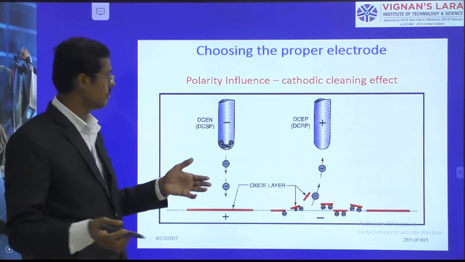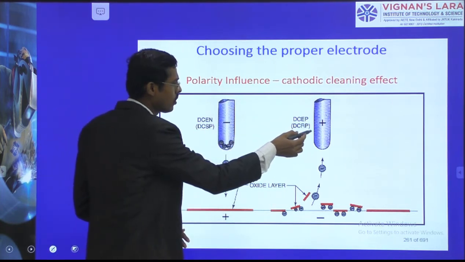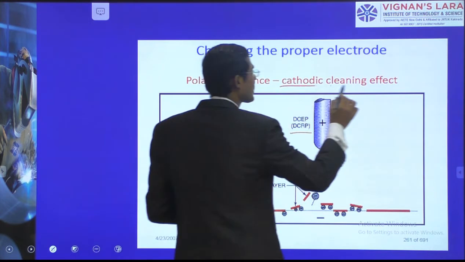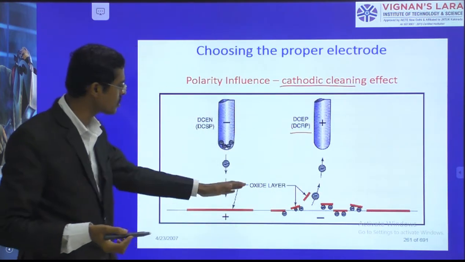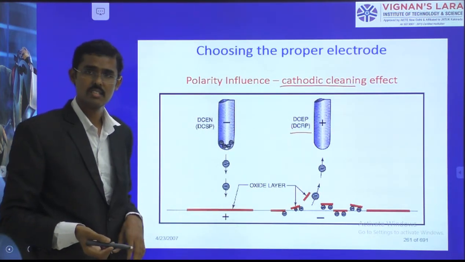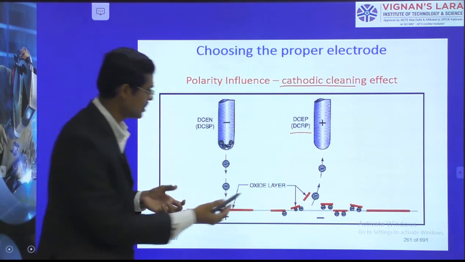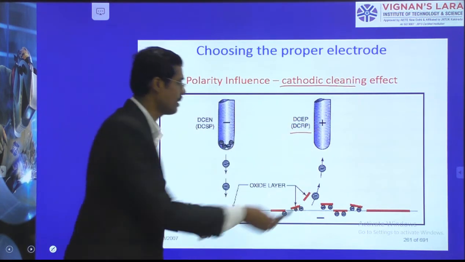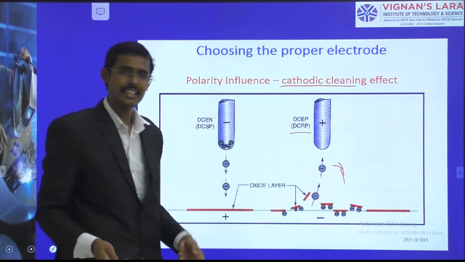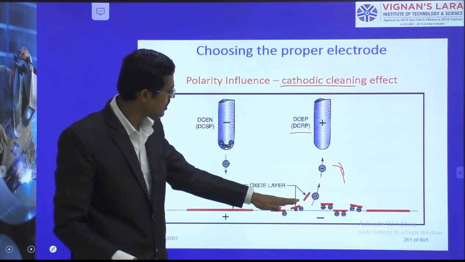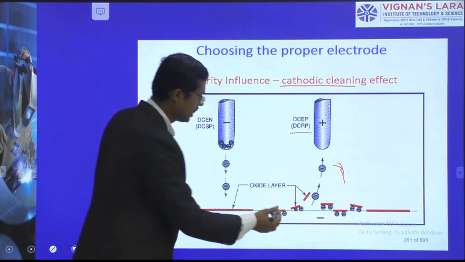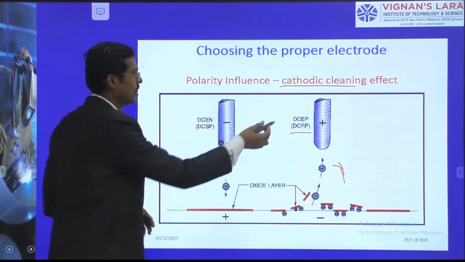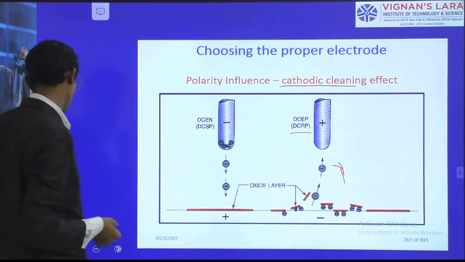So when we connect to the electrode positive, it can be used for cathode cleaning. What is cathode cleaning? Oxide layers will form in such cases. The high velocity electrons, when traveling from negative to positive, are observed here. At this point, the oxide layers are removed. Likewise, cathode cleaning can be used in direct current electrode positive.